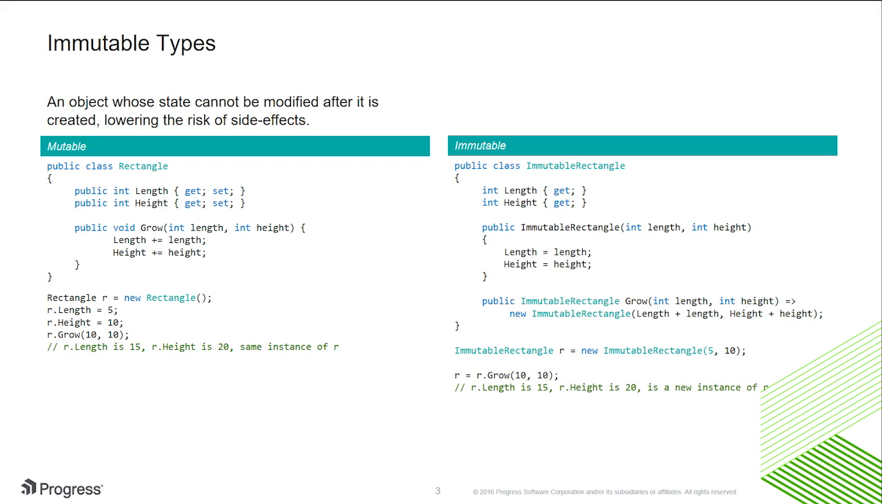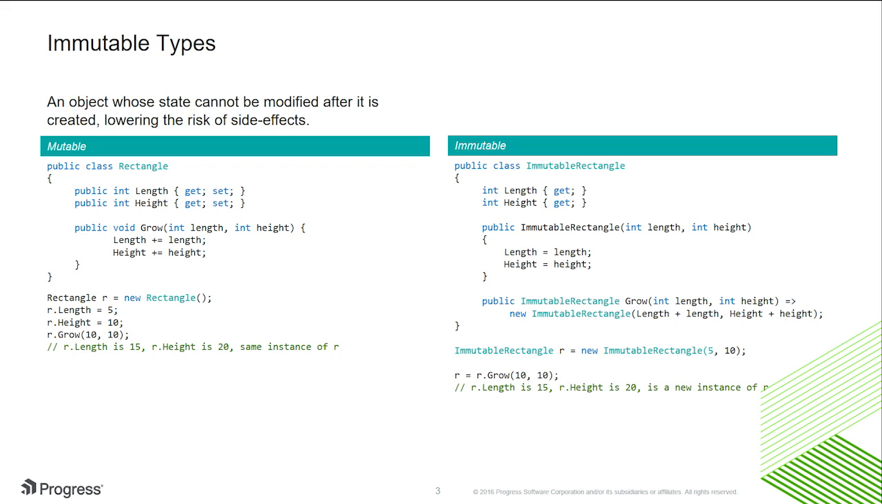So if we look at the mutable object, the regular rectangle here, you can see we have a length and height property, and we can get and set those whenever we like. So we can change those at a whim. And then we have a grow function, and this grow function takes two integers and it expands the rectangle based on those two parameters. Okay.